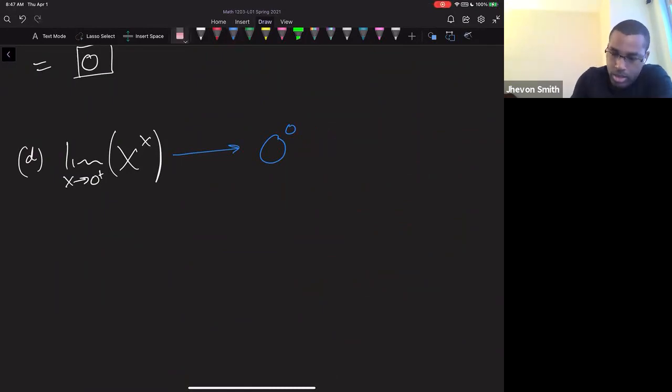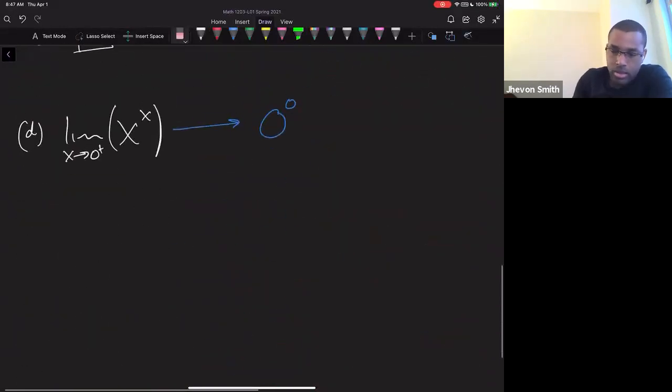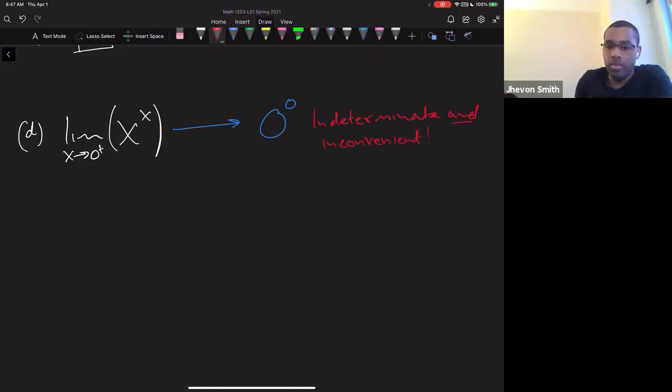Let's be a little consistent here. I wrote that in red last time. Indeterminate and inconvenient. So yeah, 0 to the 0 is an indeterminate form. It's not one of the ones we like, though. We want to rewrite this somehow. How would we go about doing that? Ideas for this one?